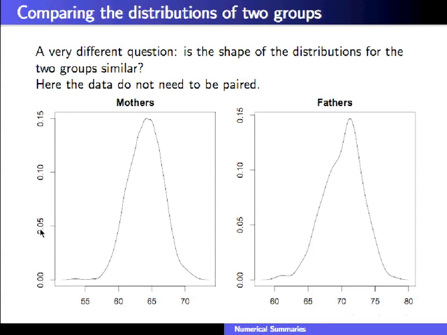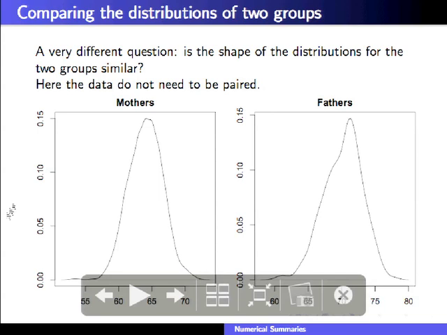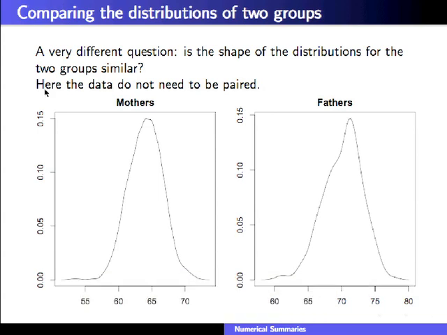They have roughly the same shape. So only shape, not are they exactly centered at the same place, or do they have the exact same SD? We know mothers and fathers have different means and different SDs, but the question might be, are their distributions the same shape? These data do not have to be paired. It could be any set. It could be two different subsets, like the birth weight of the babies whose mothers smoked and the birth weight of the babies whose mothers did not smoke. They're not paired in any way. They're two separate groups.